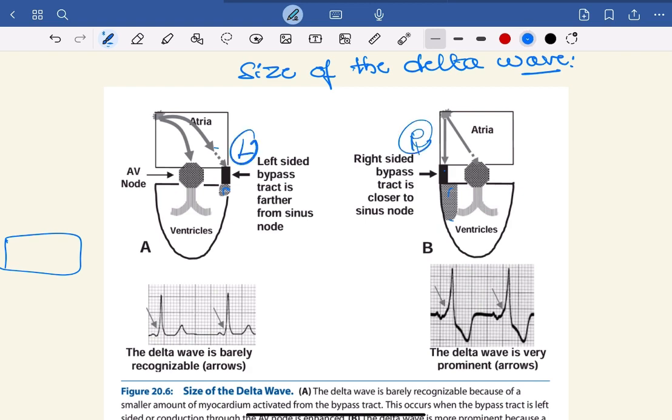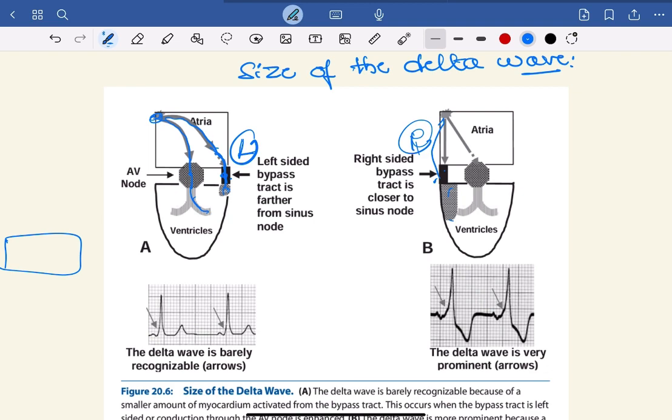What is happening? Left side means it is farther away from the SA node, and right side means it is near to the SA node. So when the SA node generates the electricity, it goes to the AV node as well as to the bypass tract. By the time it reaches the bypass tract and reaches the ventricles, the AV nodal current would have already reached the ventricles.